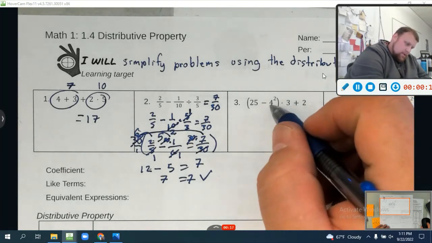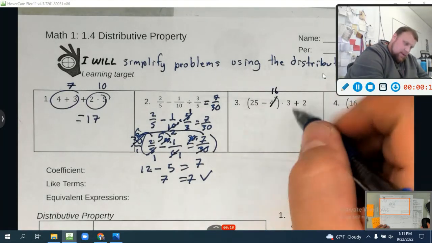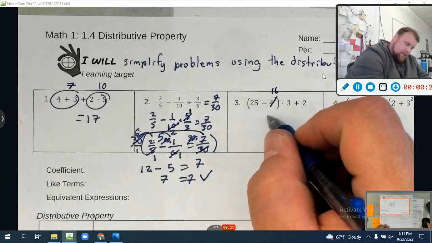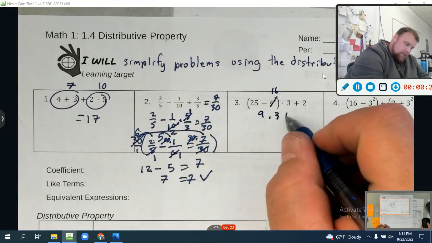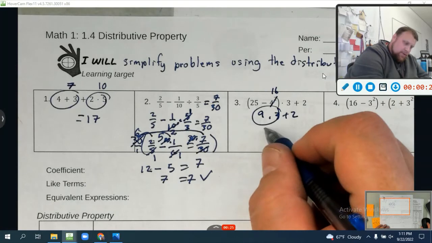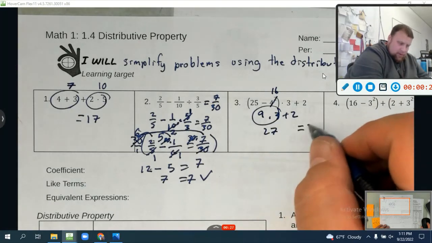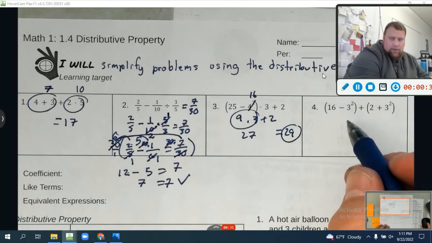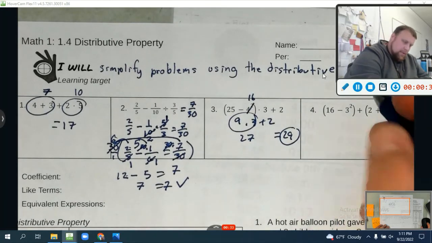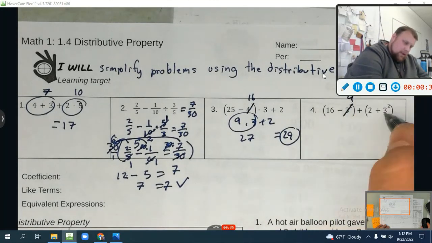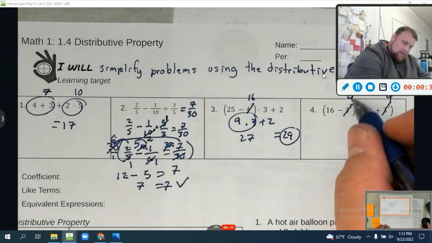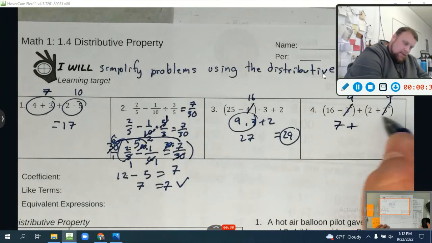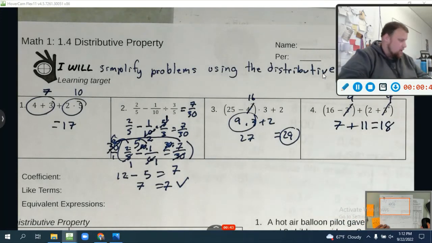So this is just 4 squared is 16. Got to do the parentheses first. 25 minus 16 is 9, times 3 plus 2. 9 times 3 is 27, plus 2 equals 29. Boom. And our last one, just because we have parentheses right here, let's do each of them separately. 3 squared is 9. 3 squared is 9. 16 minus 9 is 7, plus 2 plus 9 is 11, which makes 18. Boom.